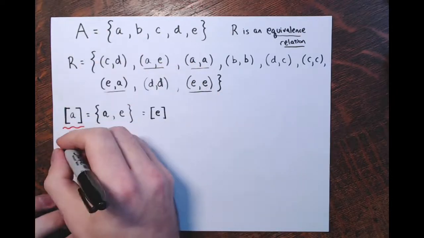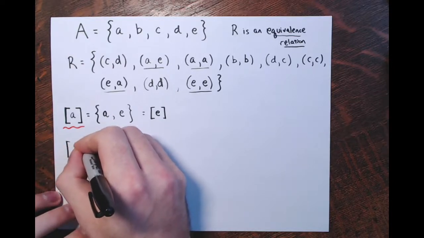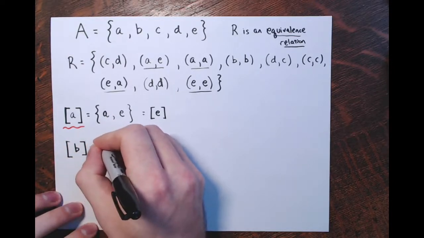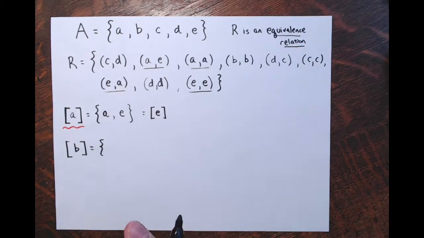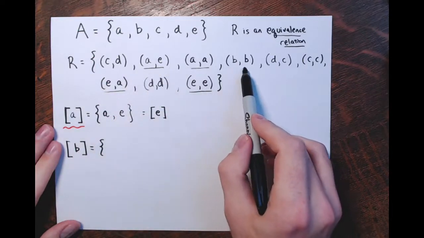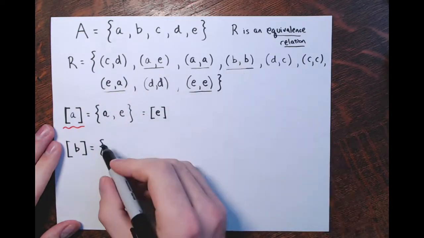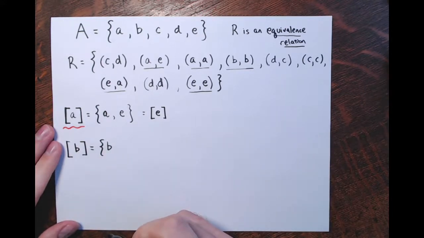So how about B? What's the equivalence class of element B? Again, the equivalence class of an element in an equivalence relation is just the set of all the elements of the set that are related to it. So what elements is B related to? Well, B is related to B. It has to be that way because an equivalence relation is reflexive.